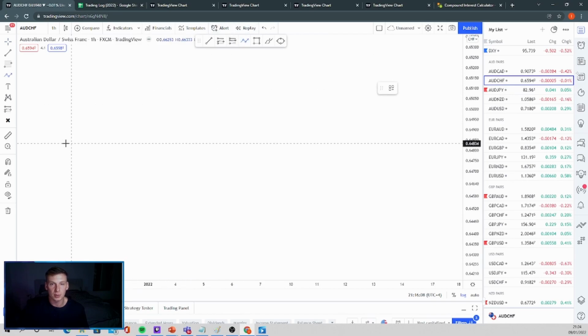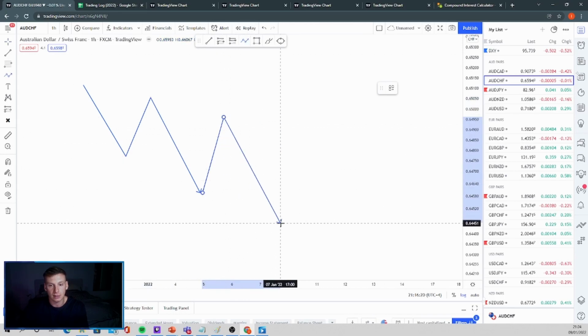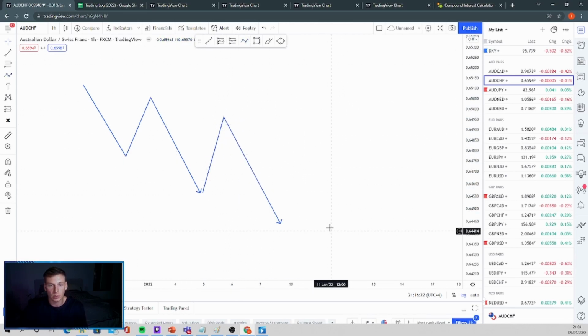Secondly, we obviously have the opposite. We have our bearish order flow or market structure. So we have an impulsive leg down, followed by a smaller correction, leg down, followed by a correction, and then another leg down. Okay, price is moving in a downward direction. This is called your bearish structure, bearish order flow.